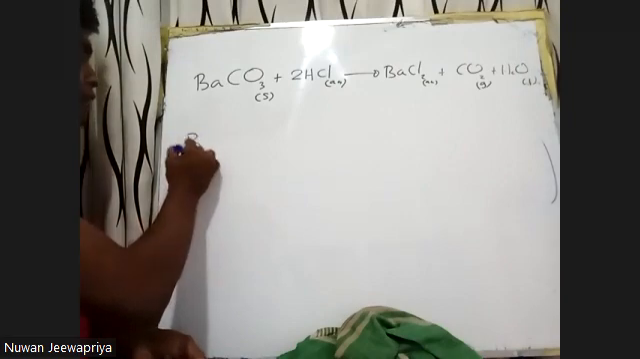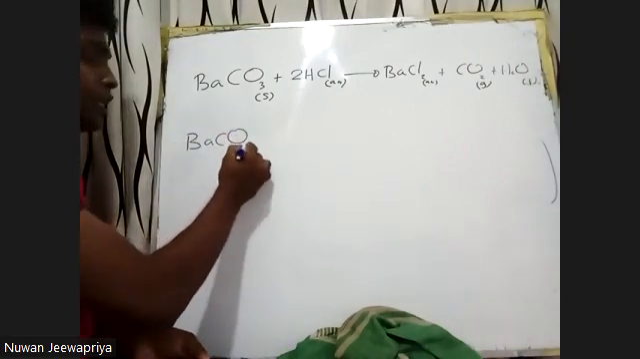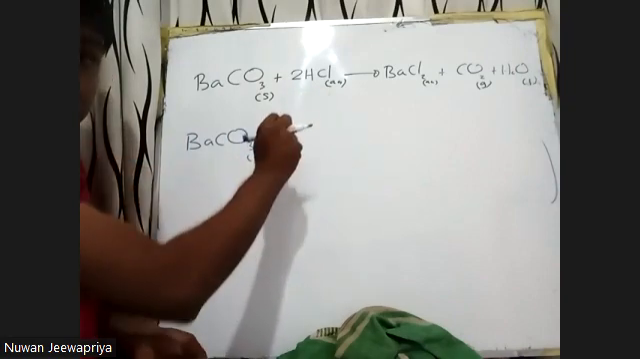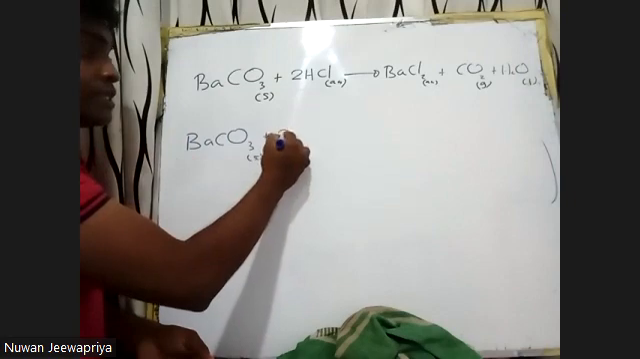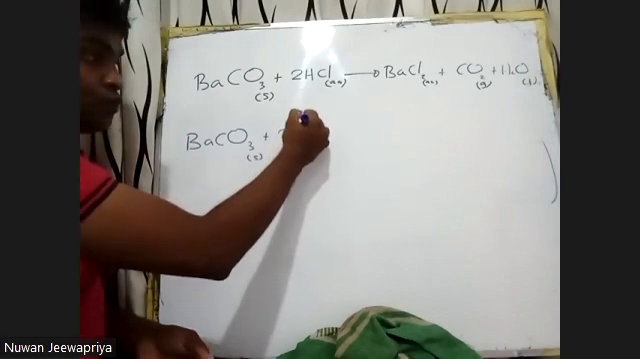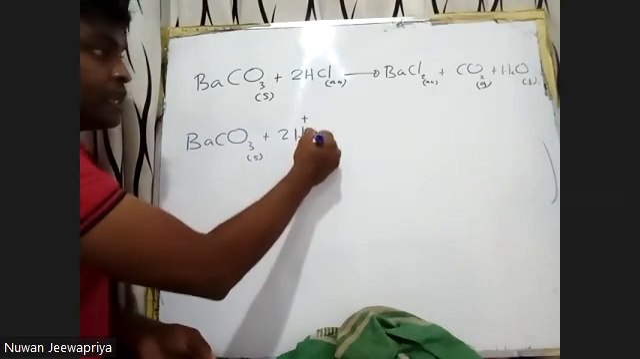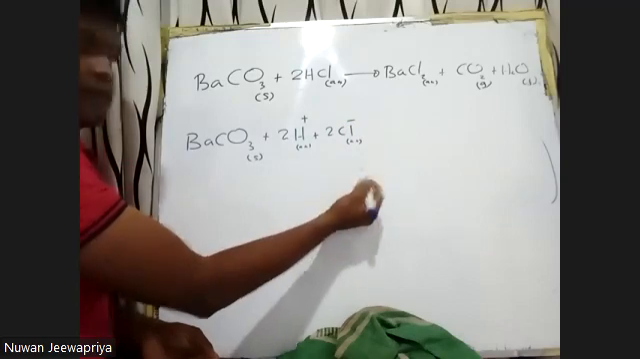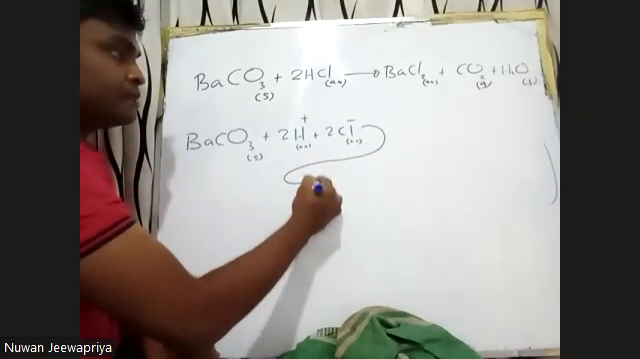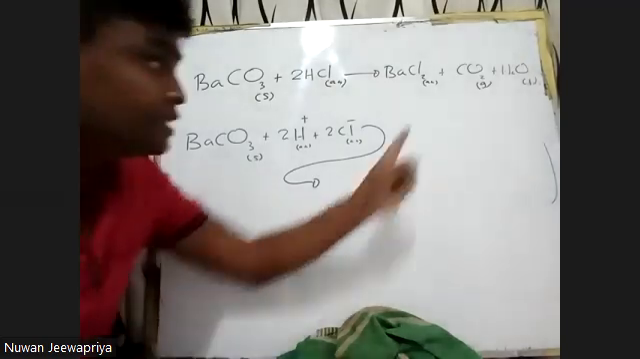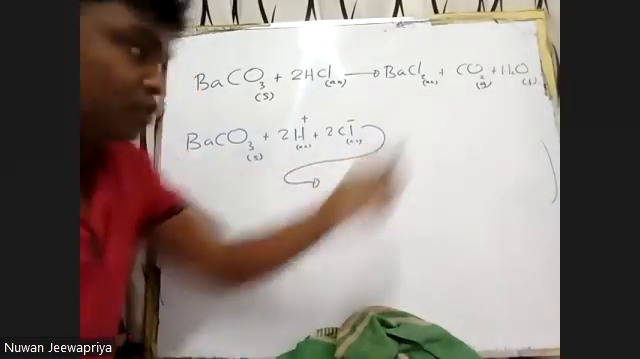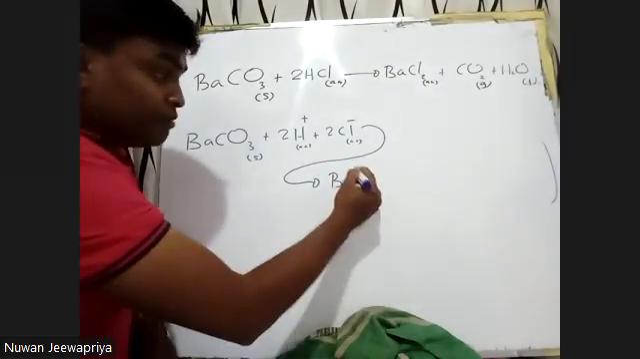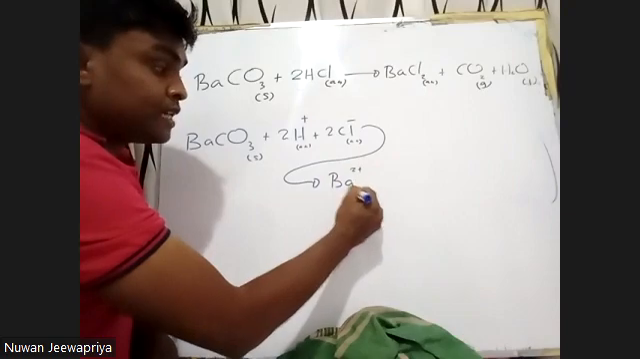So barium carbonate, we write BaCO3, that is a solid, plus HCl, which is aqueous and dissolved. So HCl dissociates into 2H plus aqueous ions and 2Cl minus aqueous ions. Then the barium chloride. See the state, that is aqueous. So BaCl2 aqueous finally makes Ba2 plus aqueous ion.